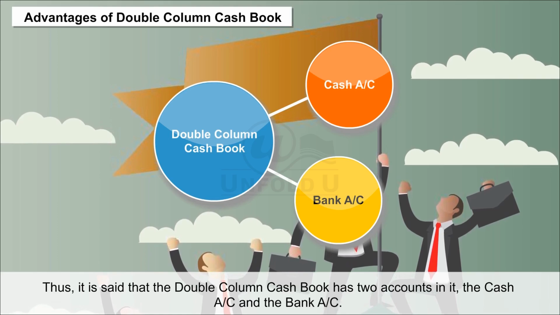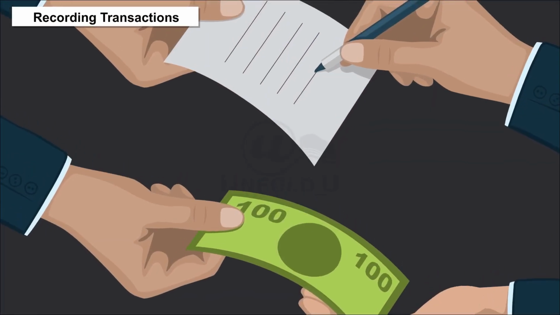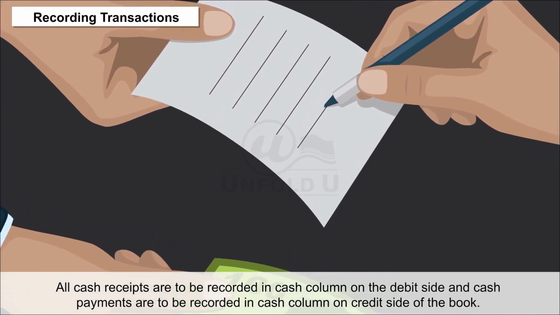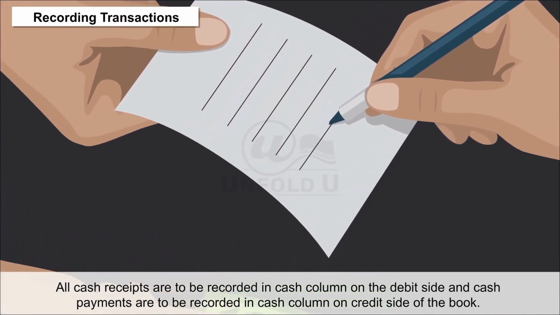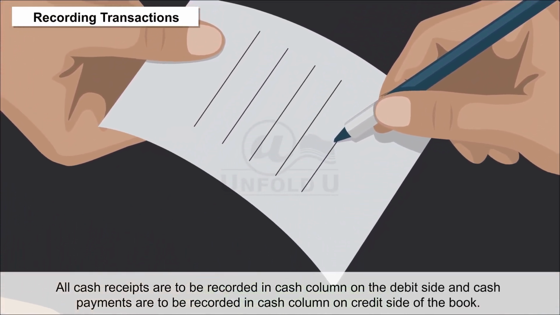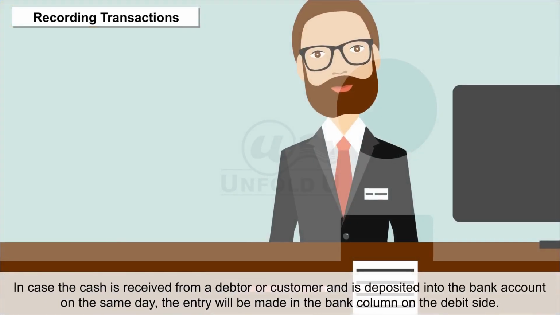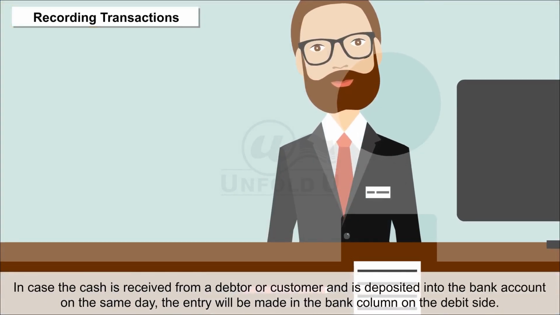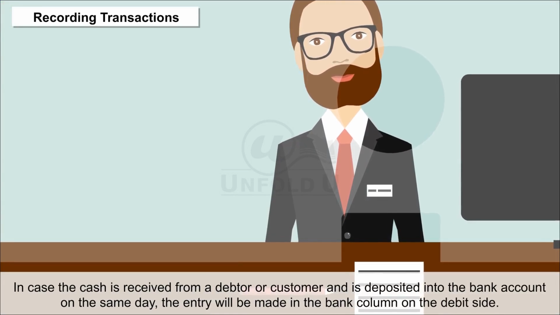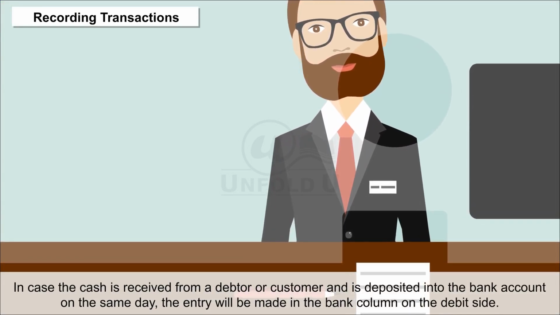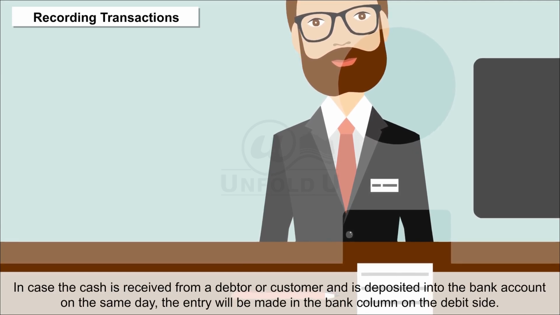bank account. Recording transactions. All cash receipts are to be recorded in the cash column on the debit side, and cash payments are to be recorded in the cash column on the credit side of the book. In case the cash is received from a debtor or customer and is deposited into the bank account on the same day, the entry will be made in the bank column on the debit side.